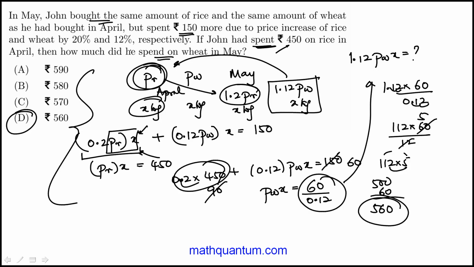So figure out a method that works for you. If this appeals to you, develop this process. Otherwise, come up with a process that works best for you. So to summarize, the answer is D.